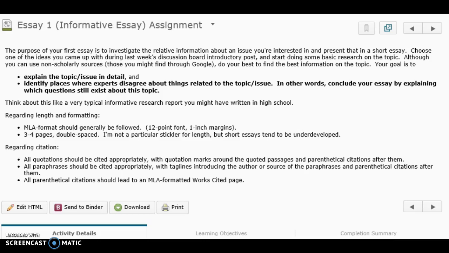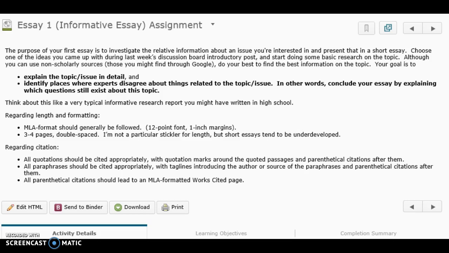So this is Essay 1. Your purpose is to investigate the relevant information about an issue you're interested in and present that in a short essay. This is 3 to 4 pages, 1,000 or so words. Choose one of the ideas you came up with during last week's discussion board introductory post and start doing some basic research on the topic, although you can use non-scholarly sources. You don't have to go out and find scholarly journal articles for this. Do your best to find the best information on the topic.